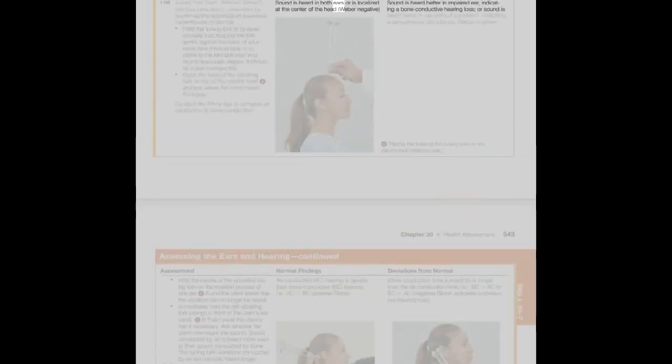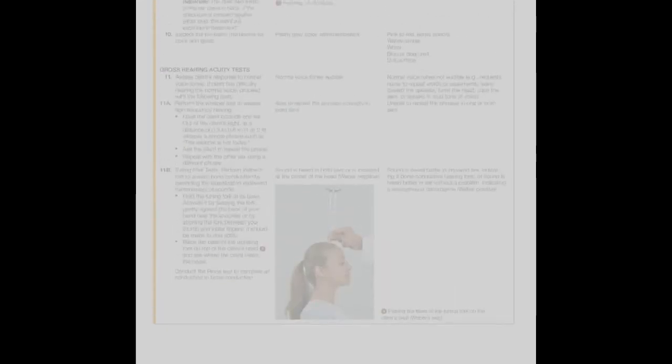Sound is heard in both ears or is localized at the center of the head: Weber negative. Sound is heard better in the impaired ear, indicating a bone conductive hearing loss, or sound is heard better in the ear without a problem, indicating a sensory neural disturbance: Weber positive. Place the base of the vibrating fork on top of the client's head, and ask where the client hears the noise. Conduct the Rinne test to compare air conduction to bone conduction. Inserting an otoscope. Placing the base of the tuning fork on the client's skull. Weber's test.